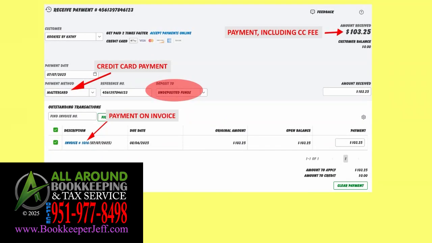Okay, so the next thing we're looking at is the receipt of payment. The client has paid us with his credit card on the same day. So we're going to show this as a MasterCard payment. We're going to deposit it to undeposited funds. It's very important, that's where the funds land. And since we already have selected this receive payment from the invoice number, that's what's chosen. And it's a full invoice amount of $103.25, which includes the fee that is being passed on to the client.